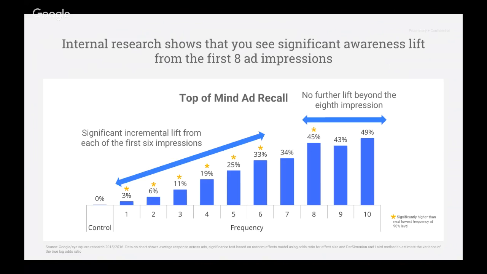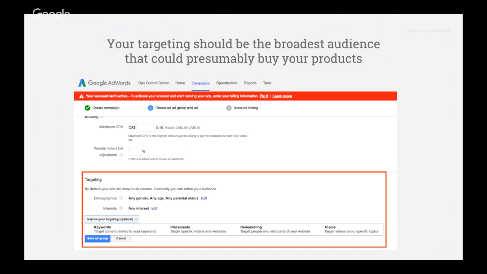Most specifically, the first 6 exposures have the greatest increase in ad recall after each successive ad exposure. So setting your frequency cap at about 1 per week, a maximum of 1 per week, makes a lot of sense. After you finish with campaign settings, you move on to targeting and ad setup.